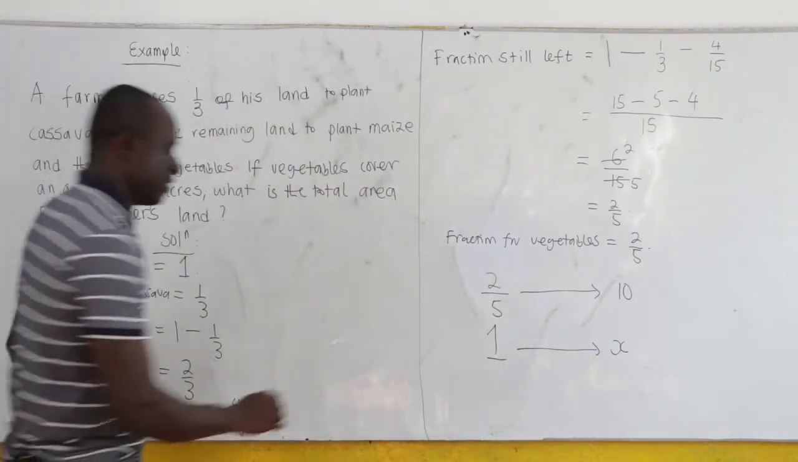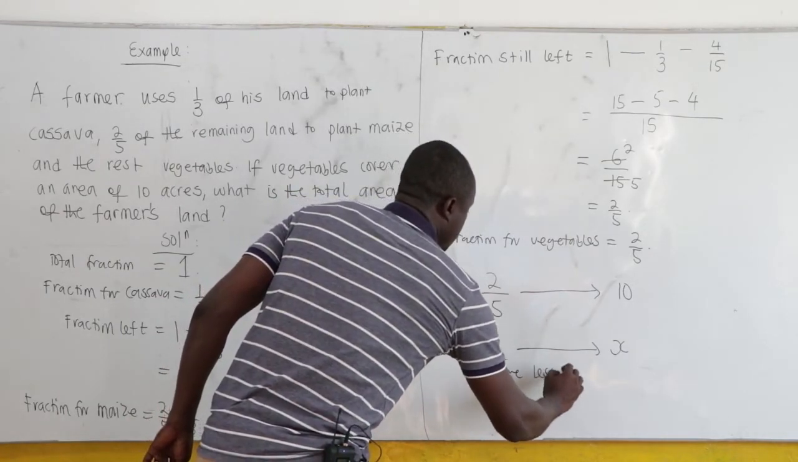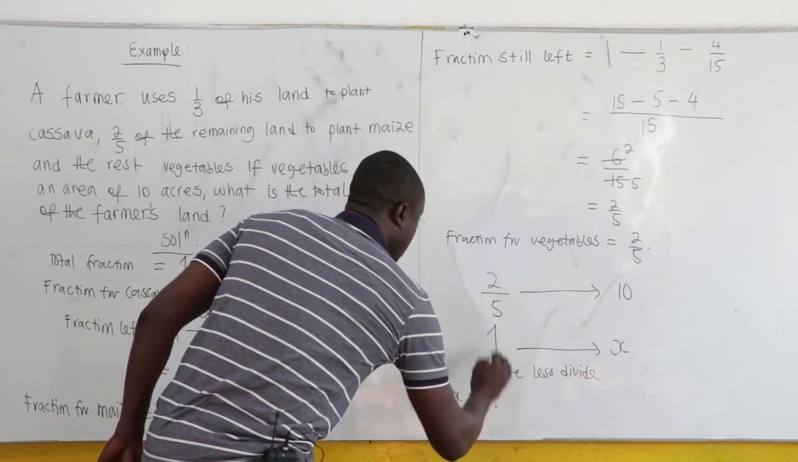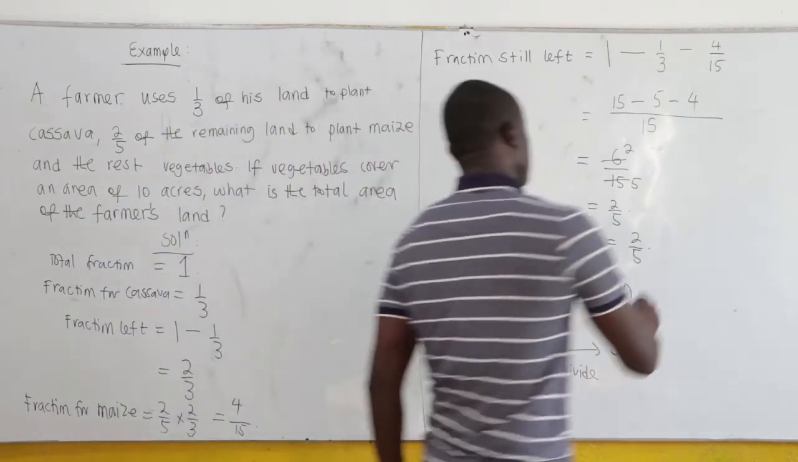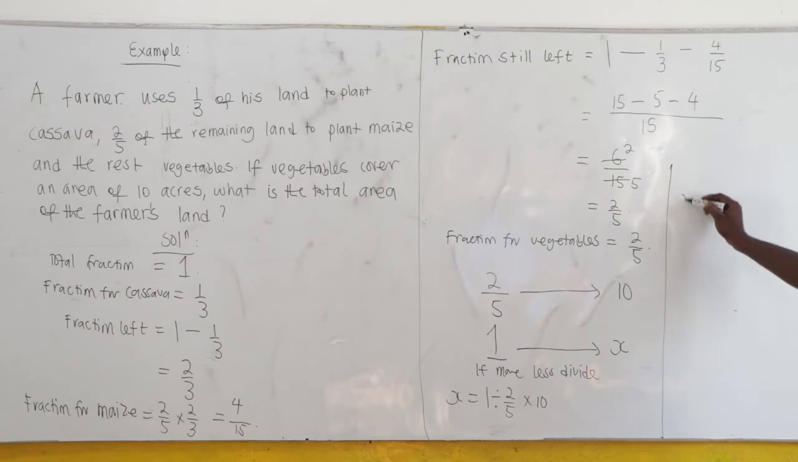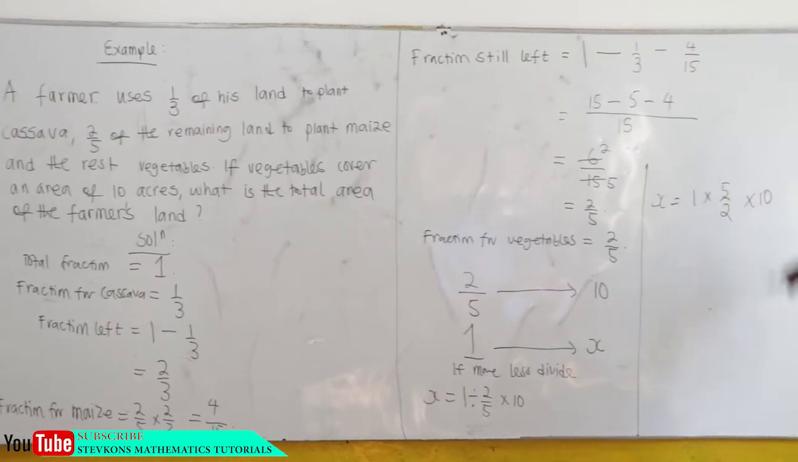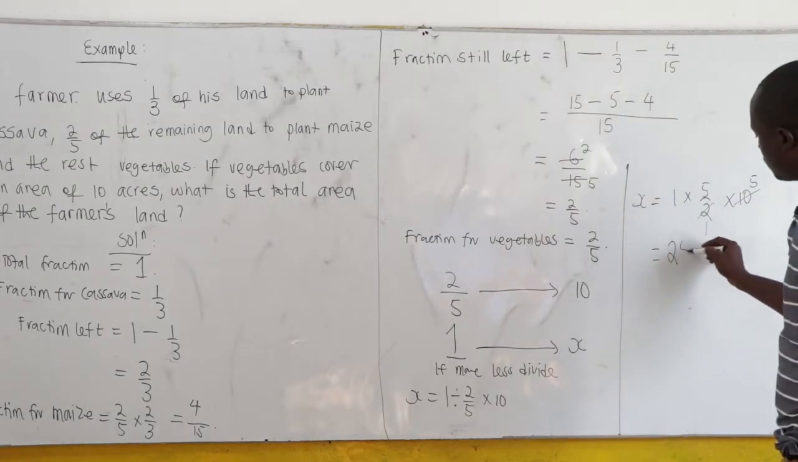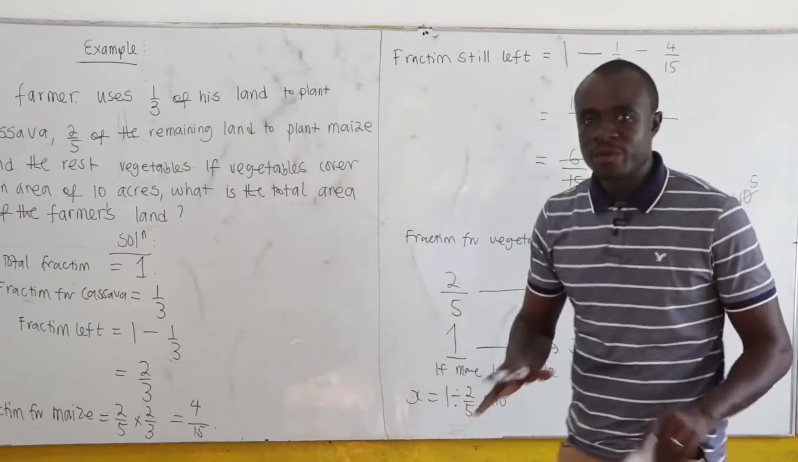Now, if more, let's divide. Hence, our x will be equal to 1 divided by the less, which is 2/5 times 10. Now division we change to multiplication. So you have our x to be 1 times 5 over 2 times 10. Now let's see, 2 going into 10, 5 times 5, 25. So the total will be what? 25 acres. That is very, very easy.